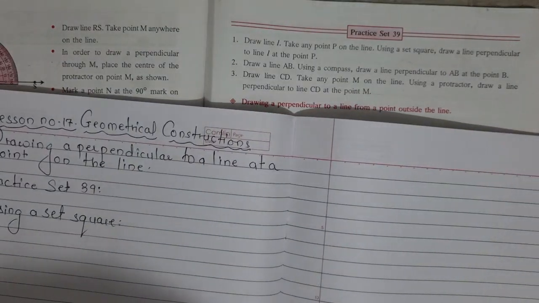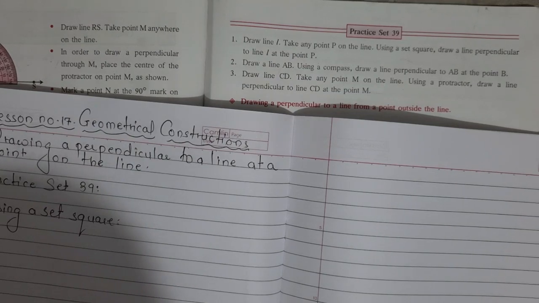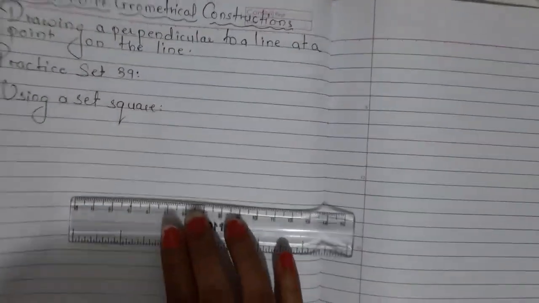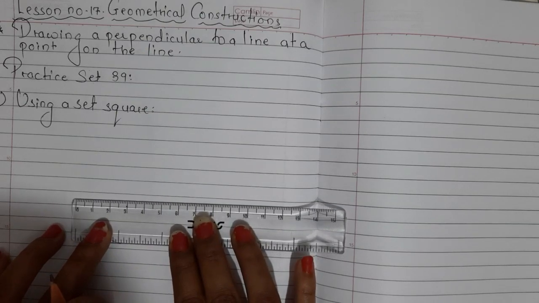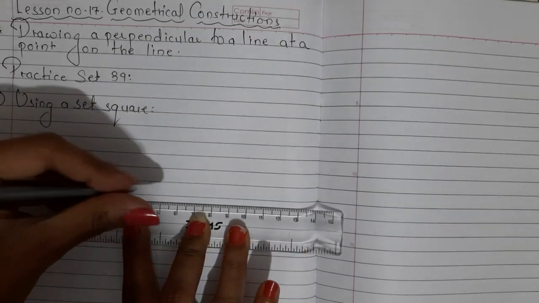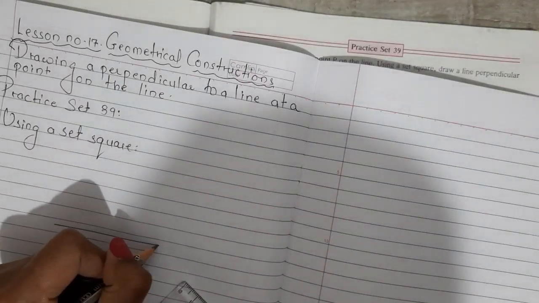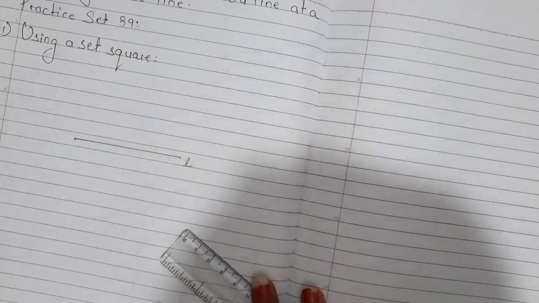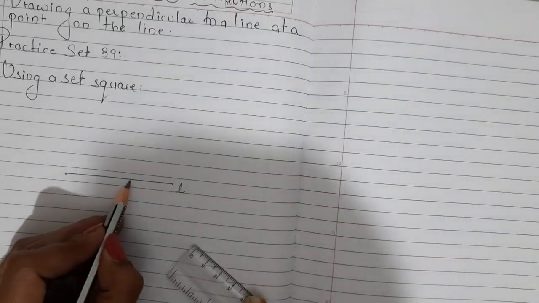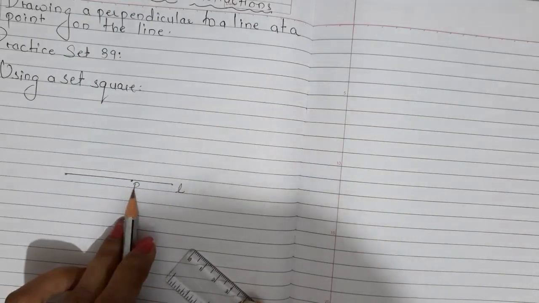So first you have to draw a line of any measurement. You have to name it as line L. Then the next step is you have to take point P anywhere on the line L. So I will take point P here.